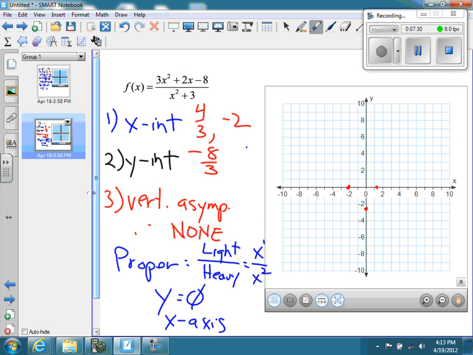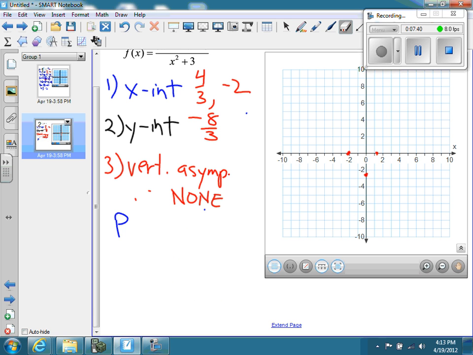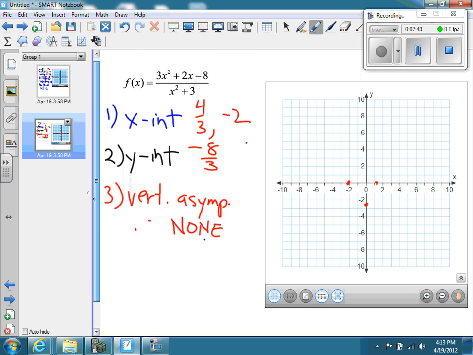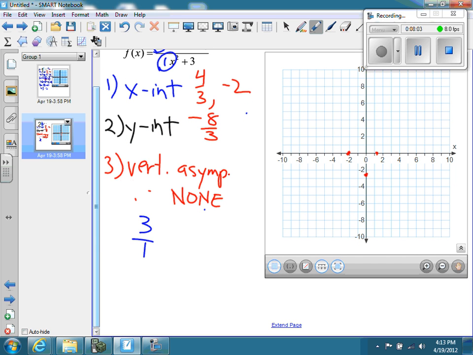But we don't have a proper rational function. We have a rational function where the powers are equal. It isn't light over heavy, it is equal. So if the powers are equal, all I need to do is take the leading coefficient of the highest power of the numerator and divide it by the leading coefficient of the highest power of the denominator. So that would be 3 over 1. I'm going to have a horizontal asymptote of y is equal to 3.